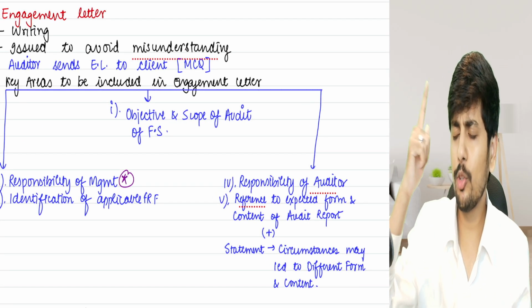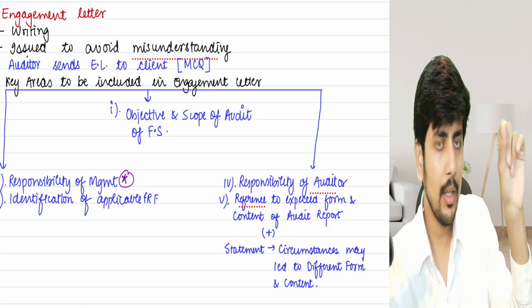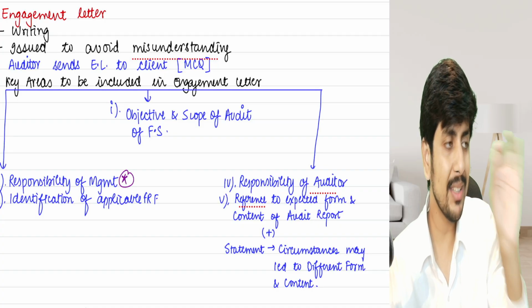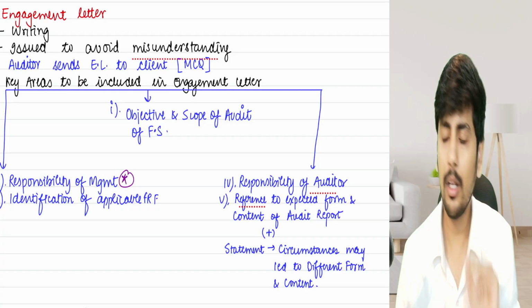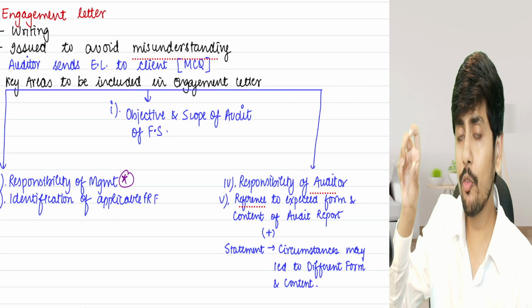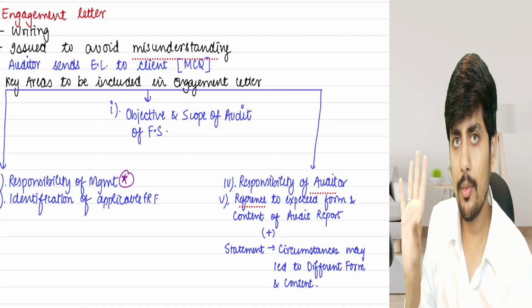So first, objective and scope of the audit of financial statements. 2 points are related to the auditor: responsibility of the auditor, and expected form and content of the audit report, plus a statement that there can be change in the expected form and content if circumstances demand. 2 points are of management: responsibility of the management, and identification of applicable FRF.